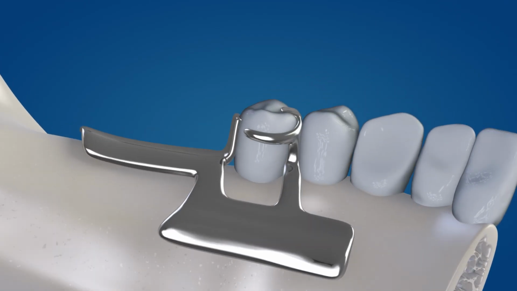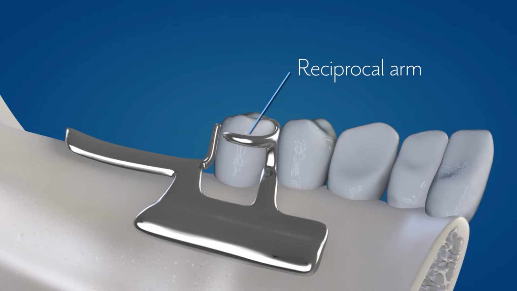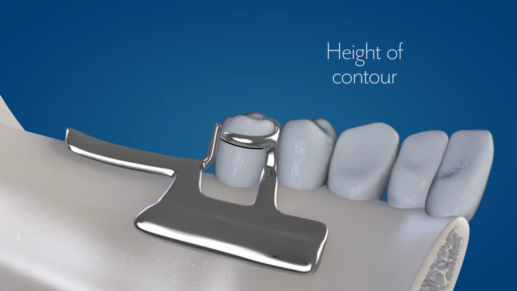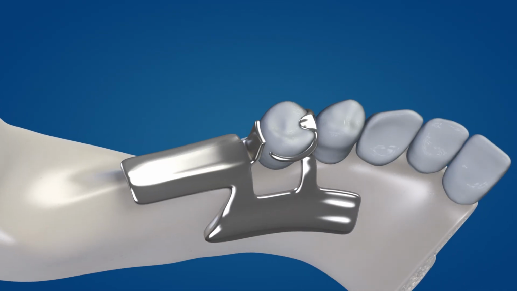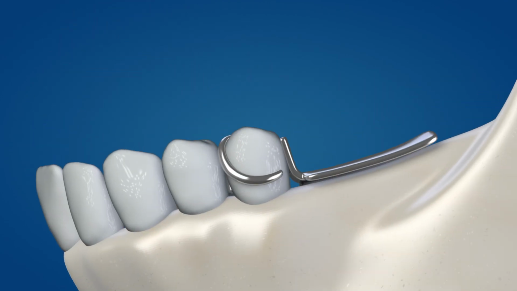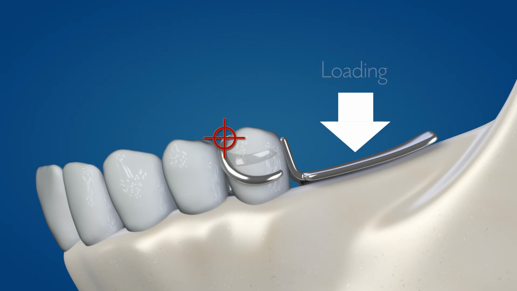Looking at the lingual surface, we note that the reciprocal arm projects distally and is located at or above the lingual height of contour. One of the common misconceptions about this system is the belief that the rotational center remains in the rest. But when loading this system, the rotational center actually migrates distally to the most posterior portion of the rigid clasp assembly, which lies above the height of contour.